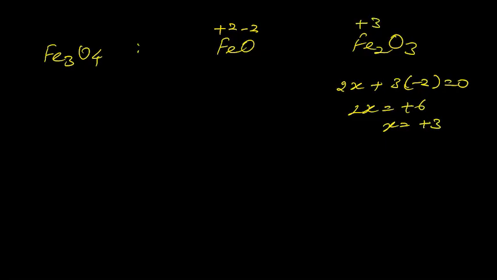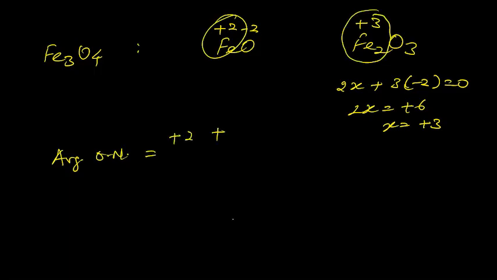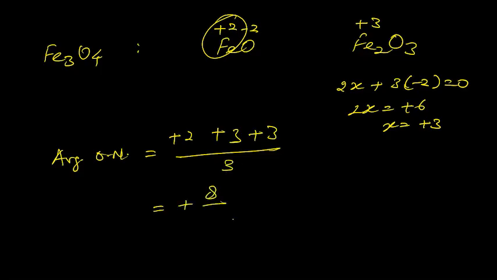But again, how many irons are here? Here you have 2 irons. It means the average oxidation number will be +2 plus 2 times +3. Here you have 2 iron atoms in one molecule. So you will divide by 3. Again +8 by 3. The oxidation state is the same, but the calculation is different. And subtle questions can be asked from here with this difference, which you need to remember.